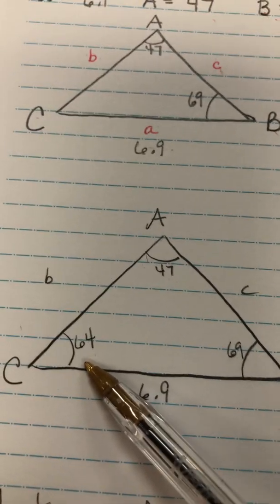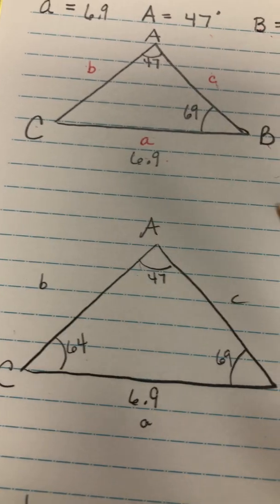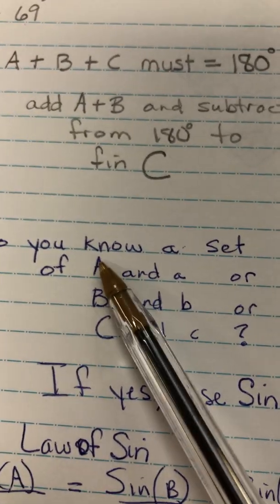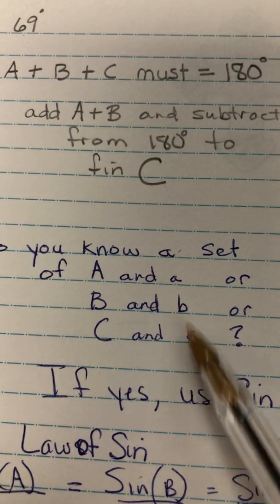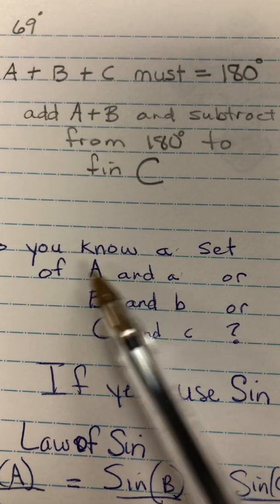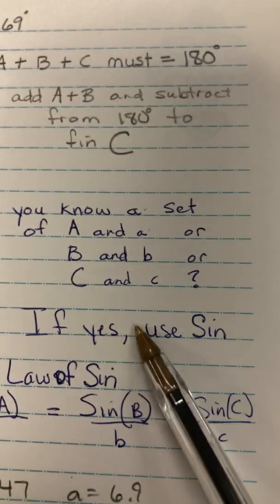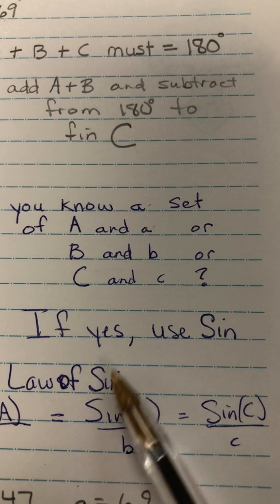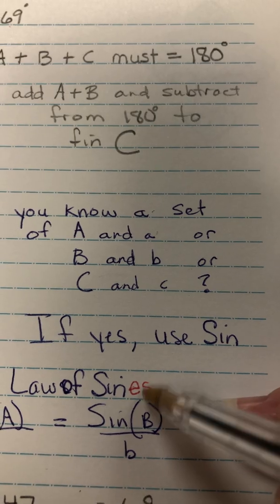Now the next thing they wanted me to do was to find the side B. Well, you need to ask yourself a question whenever they want you to do this. Do you know a set of big A and little a, or big B and little b, or big C and little c? Do you know a set where you know both values of the same letter? And if you do, then you can use the law of sines. It's on your formula sheet at the top on the back side, the law of sines.